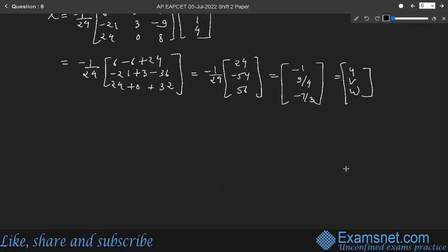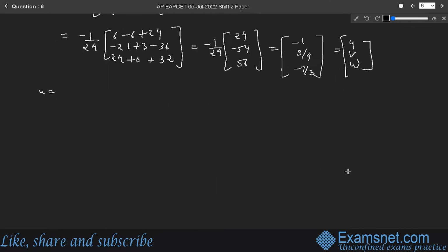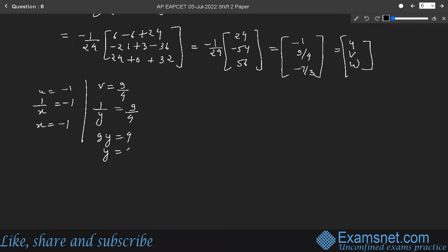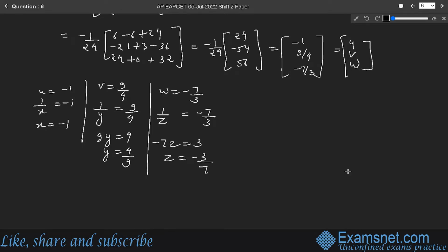So from here we can say that u is equal to minus 1, and we know that u is equal to 1 upon x. So 1 upon x is equal to minus 1. Therefore, x will be equal to minus 1. Similarly, v is equal to 9 by 4. We know that v is 1 upon y. So 1 upon y will be equal to 9 by 4. So 9y is equal to 4 and y will be equal to 4 by 9. Similarly, w is equal to minus 7 by 3 and w is equal to 1 upon z. So 1 upon z will be equal to minus 7 upon 3. So minus 7z is equal to 3. Therefore, z will be equal to minus 3 upon 7.